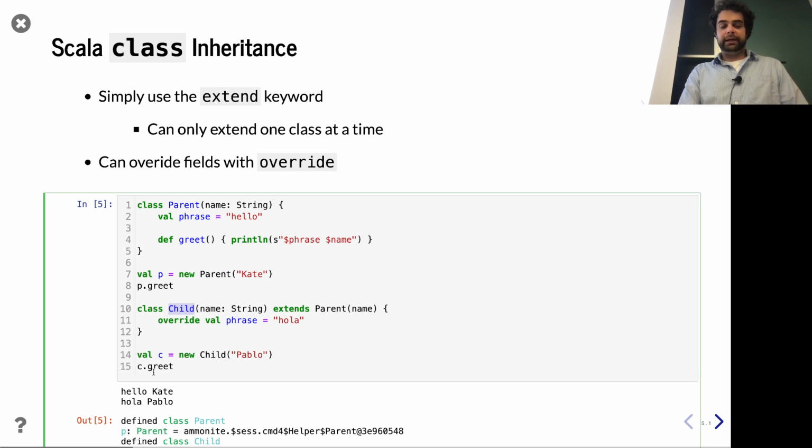we create a child, okay, great. And we call greet, it looks in the child context, can't find it, goes to parent context, evaluates this greet method. And while evaluating this, it actually gets the phrase from the child class, right? So, we're calling code from both places.